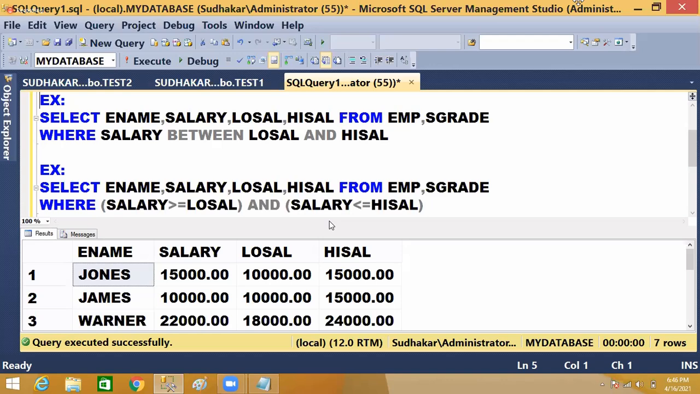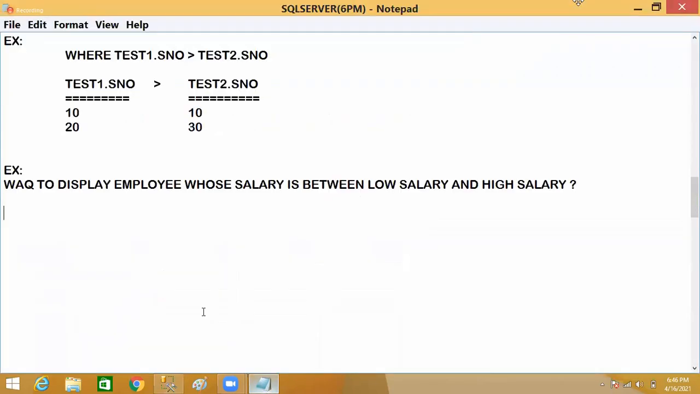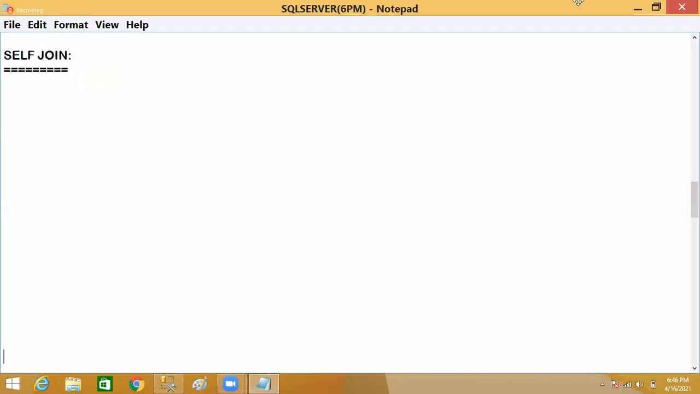Okay now, and the next operator is a very, very important one, that is called self-join. Okay, and now we can see what self-join is and how it works. Now observe carefully. This is a very complicated join and also a very important join in our joins concept.